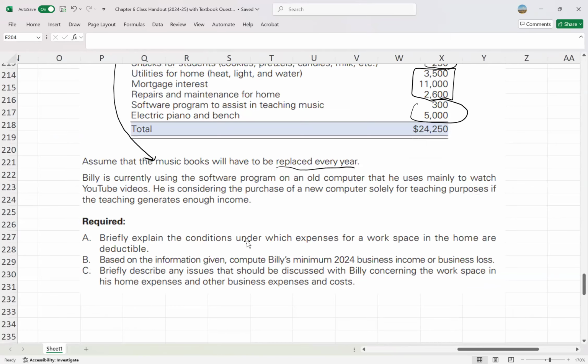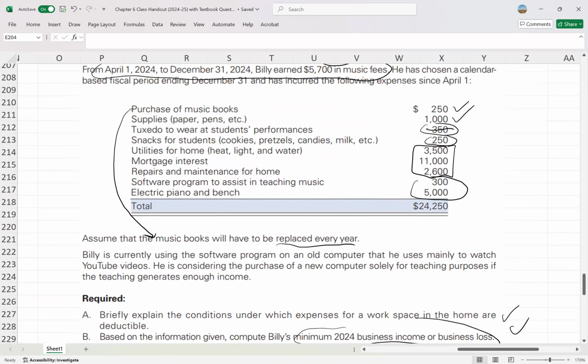So we did A, we talked about which expenses are deductible. We calculated his minimum business income for the year. And then C, briefly describe any issues that should be discussed with Billy concerning the workspace and home expenses and other business expenses and costs. This ties to why people hire a tax accountant: to see if there are any other amounts that can be deducted.